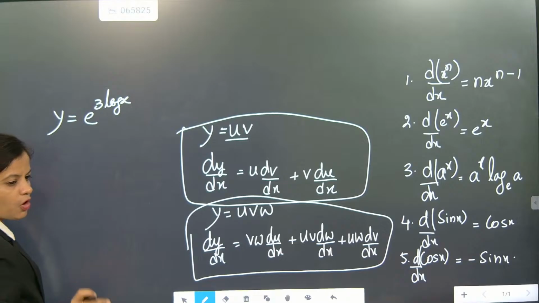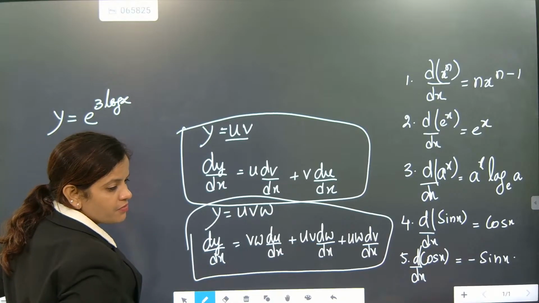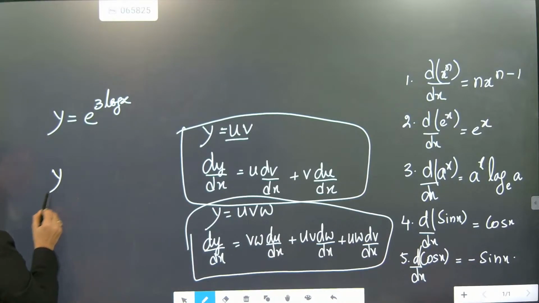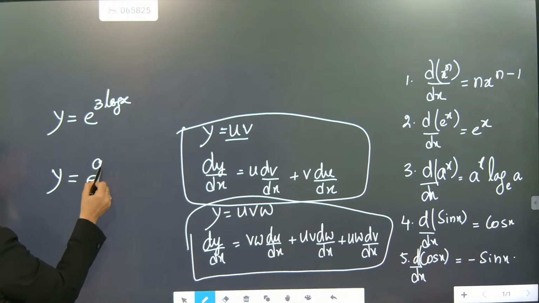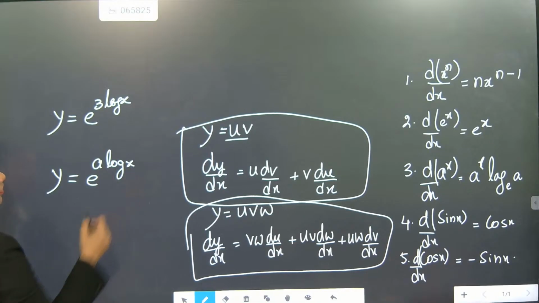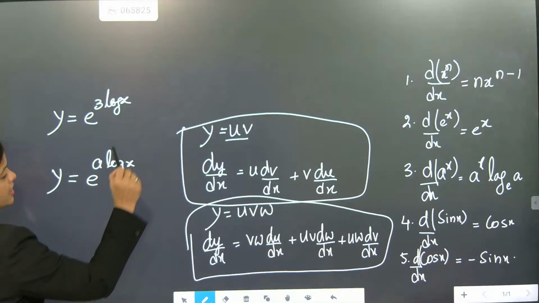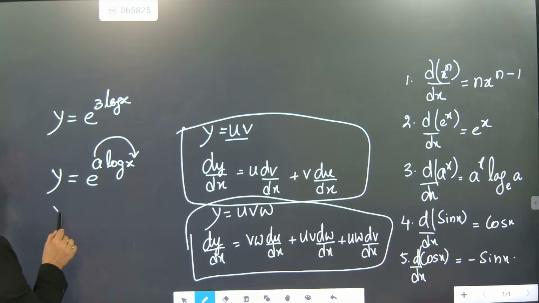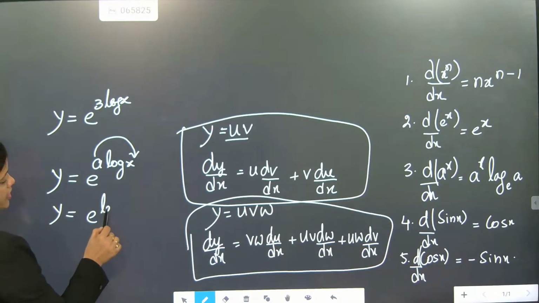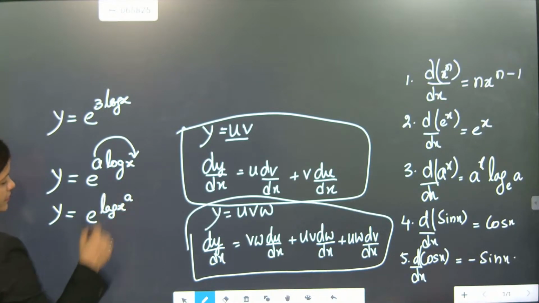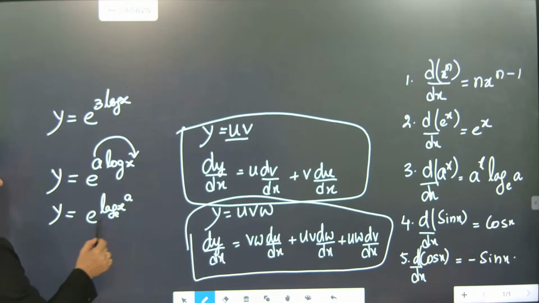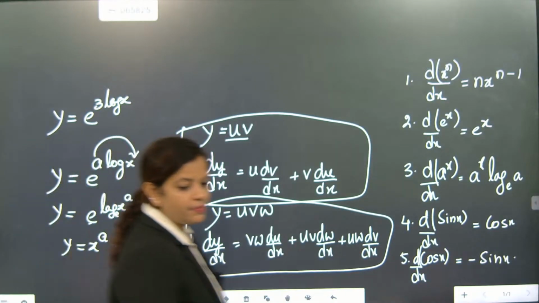Today I am teaching you one small trick. If you remember this trick, you will be able to solve many questions. Whenever y is equal to e to the power a log x, you put this a as the power of x. So it becomes y is equal to e to the power log x to the power a. Now this part is log base e, and when the base is the same, this value becomes the final answer. So it becomes x to the power a.